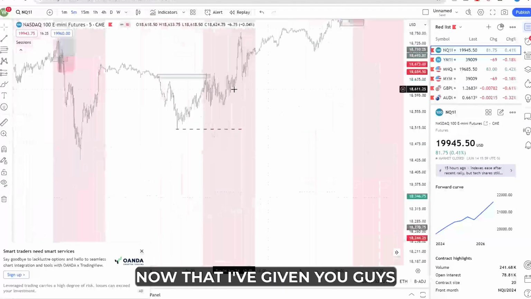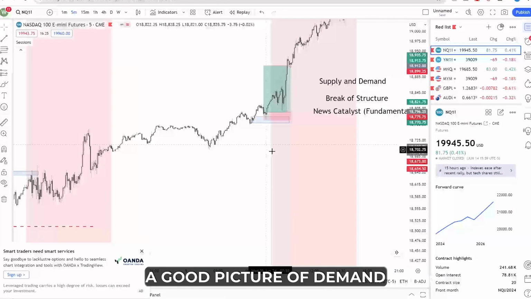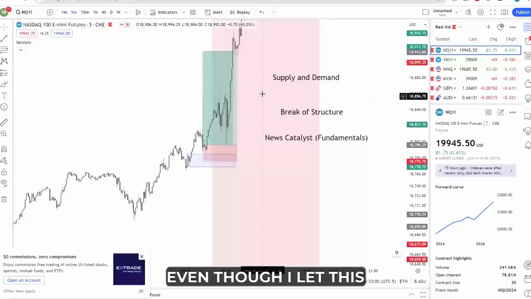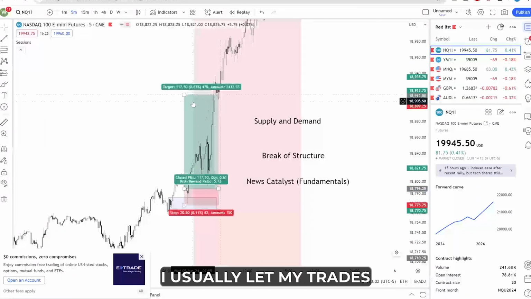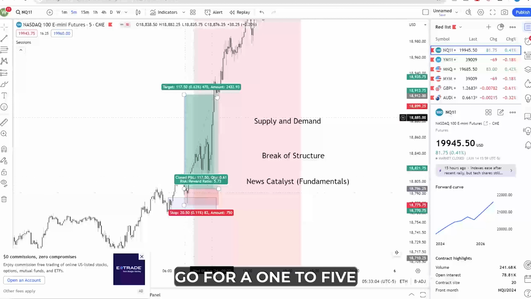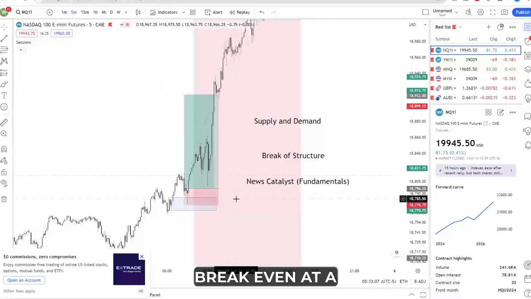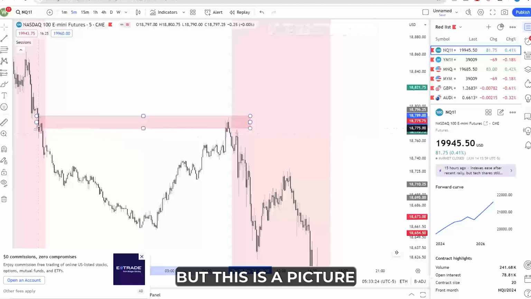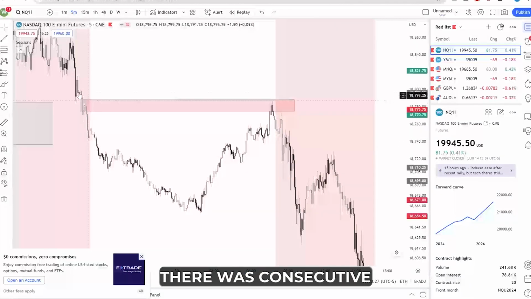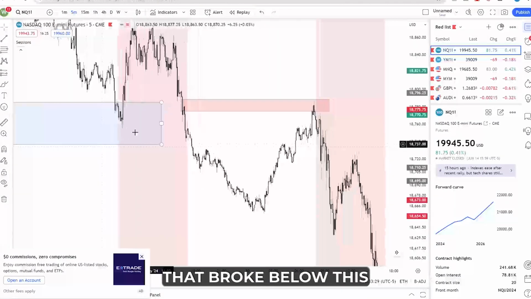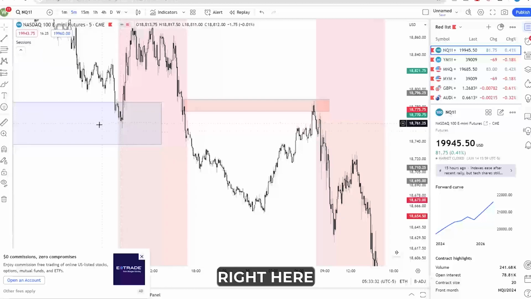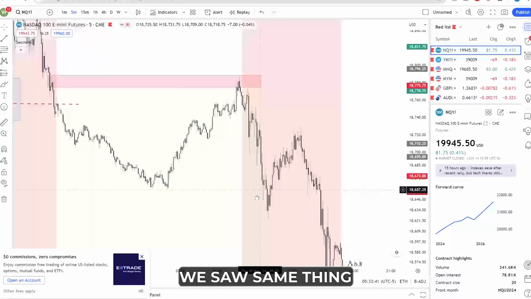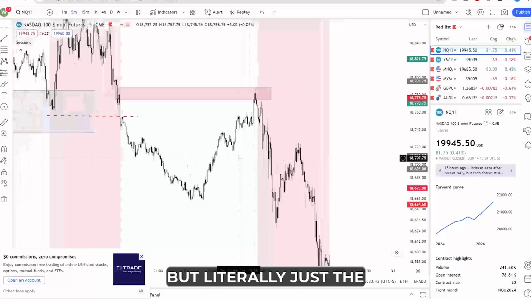Now that I've given you guys a good picture of demand, which this was the trade I passed the challenge with. Even though I let this trade go too long, I usually let my trades go for a 1 to 5 and move my stop loss to break even at a 1 to 1. Now this is a trade that I didn't take, but this is a picture of supply. There was consecutive selling out of an area that broke below this structural point right here. Now when price comes back to the zone, we sell. Same thing as demand, but literally just the opposite.